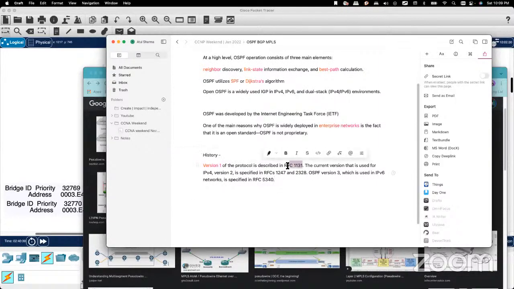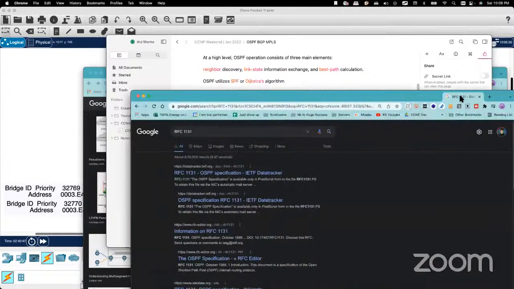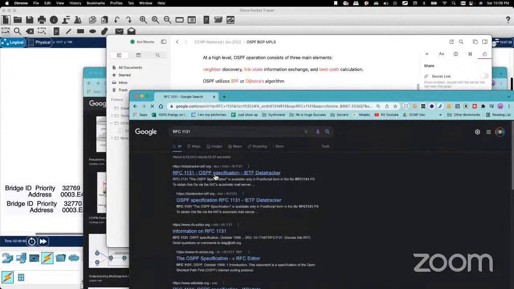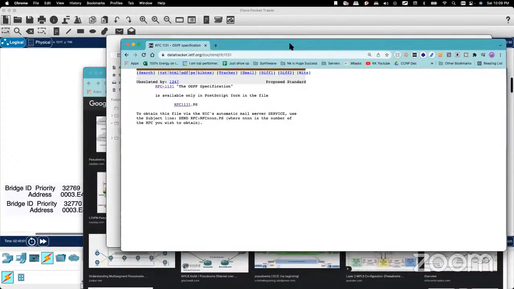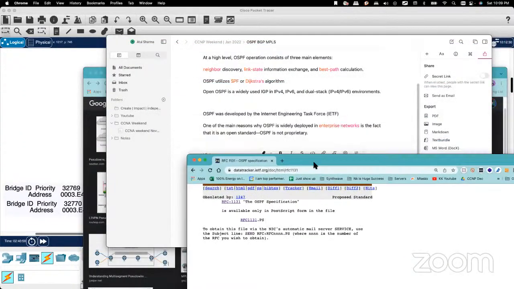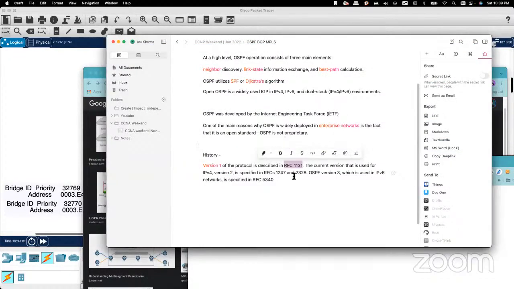So if you want to read about the RFC, you can just Google it, RFC 1131. This is like a research paper of OSPF. Okay, so if I Google RFC 1131, this is the first OSPF which was made. Okay, but it is only available, you can see, in a limited form. So this is 1131, and after that, you can see these are called research papers.